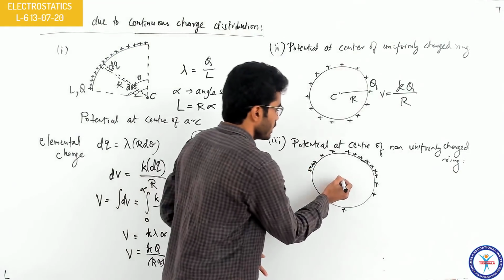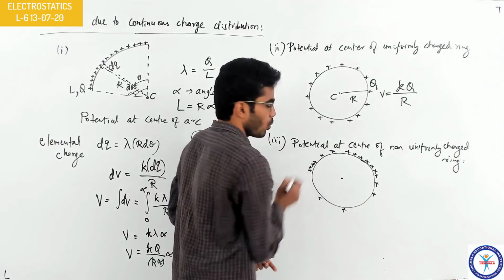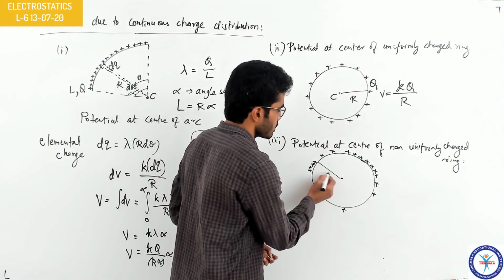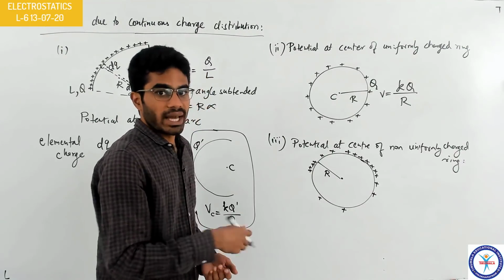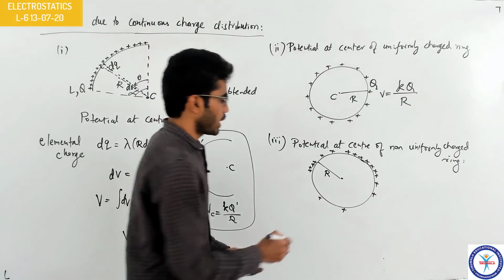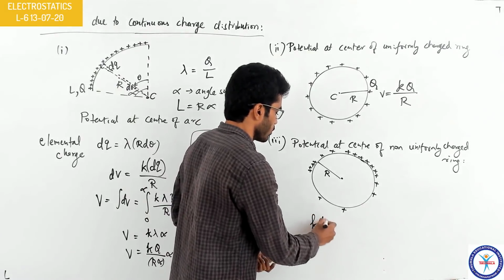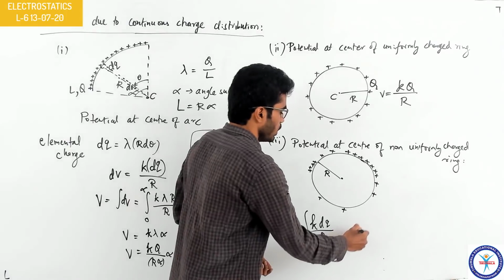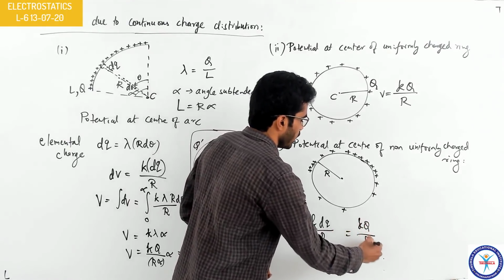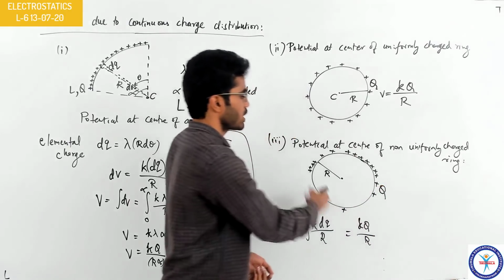But even then, in this case, if you consider any small portion of the charge, it is at the distance r. So to carry out the integration, if you write k dq by r for an elemental charge and integrate it, you will get kq by r if the total charge is q.